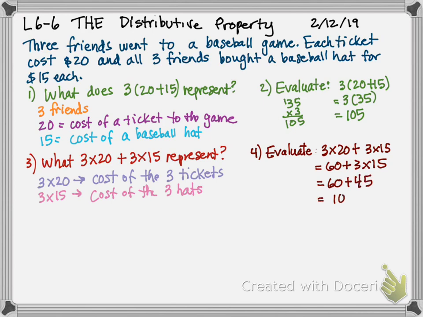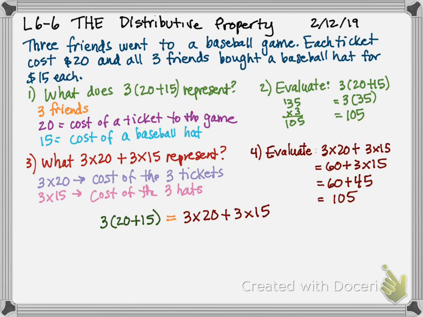And 60 plus 45 is 105. So what I notice is that 3 times the quantity, 20 plus 15. So how much each person pays, the 20 plus the 15, times the 3 people, was exactly the same as what we would do if we wanted to figure out how much it cost for the tickets and how much it cost for the hats.